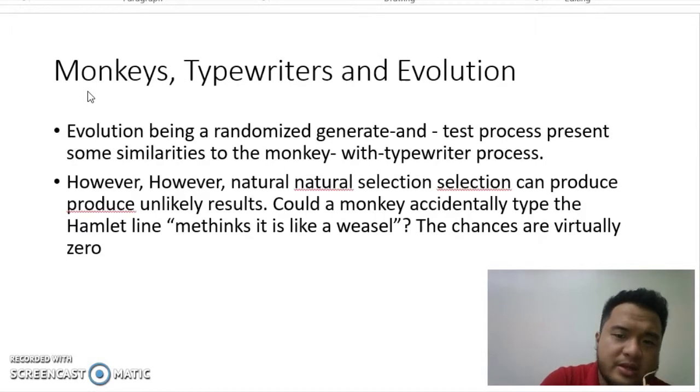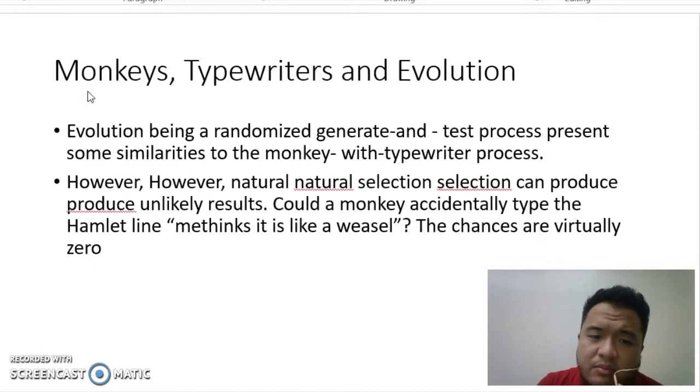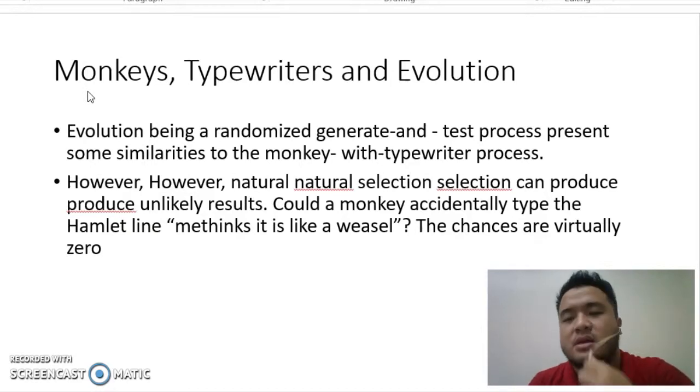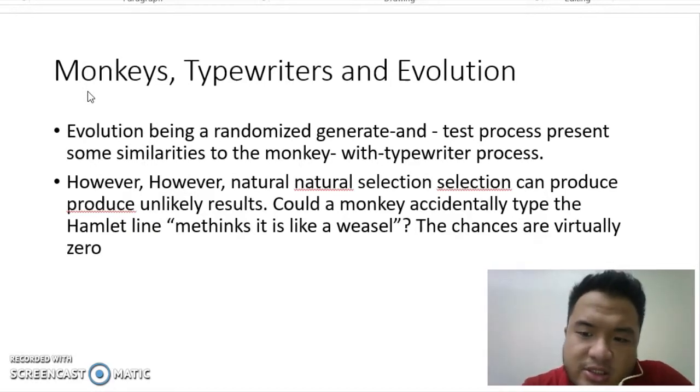So, monkeys, typewriters, and evolution. Evolution, being a randomized generate-and-test process, presents some similarities to the monkey with the typewriter process. However, natural selection can produce unlikely results. Could a monkey accidentally type a Hamlet line? Math says it is like a whistle. The chances are virtually zero.